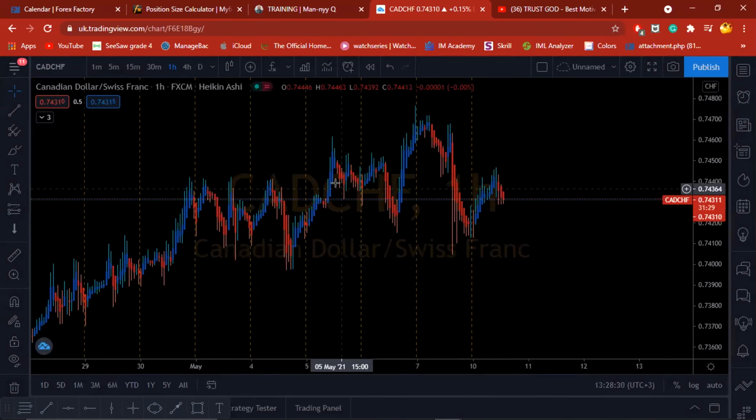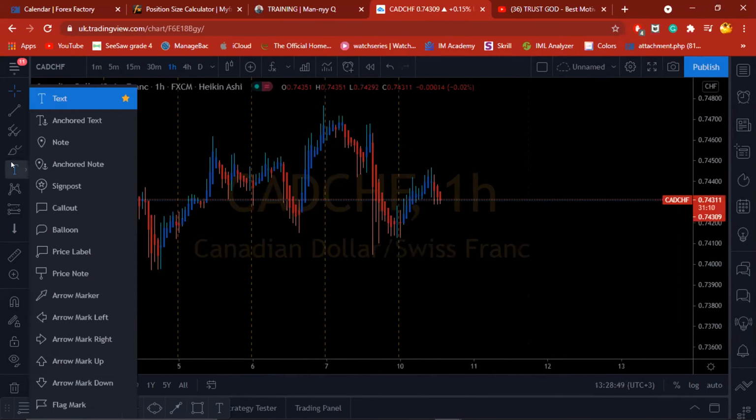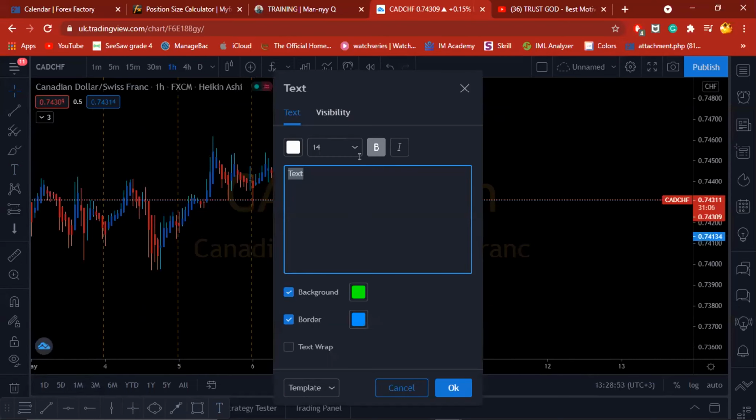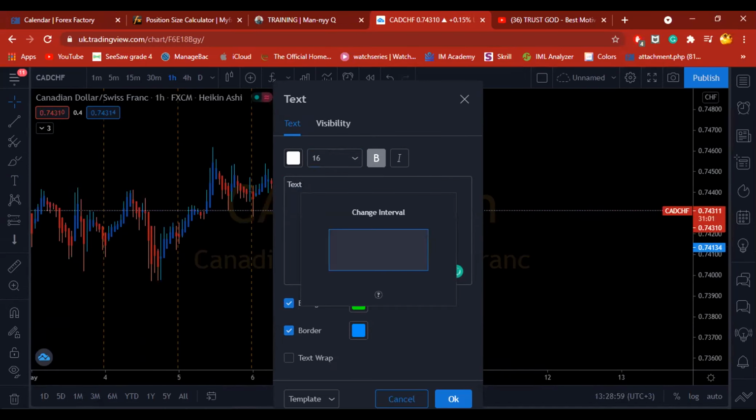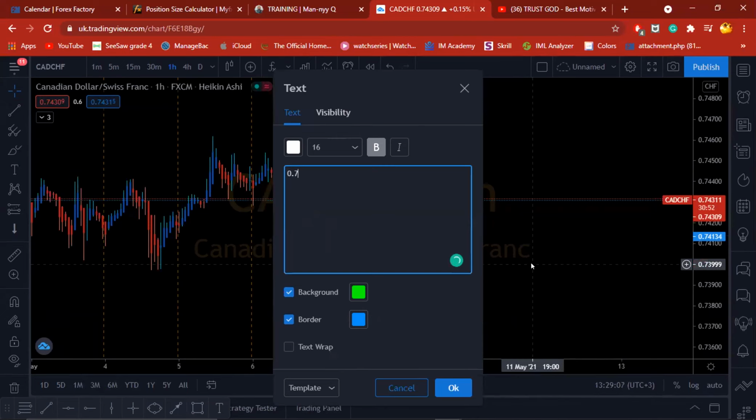If you look at CAD CHF and any of the pairs that don't have JPY in them, you'll find that there's usually one number before the decimal point. I can't highlight it, so I'll try and type it. I'll make it big. It's 0.74311.